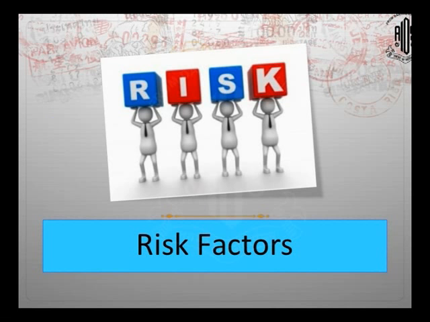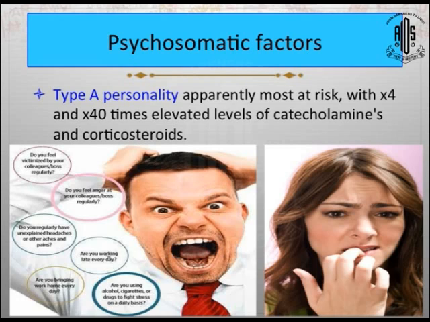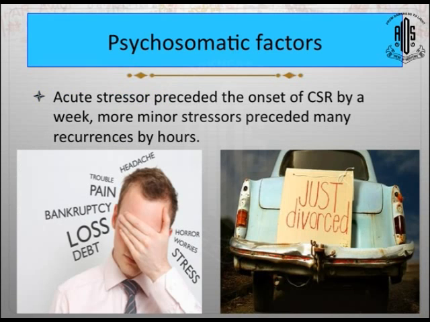Coming to the risk factors, we have psychosomatic factors, that is type A personality. Most patients are at risk, with 4 to 40 times elevated levels of catecholamines and corticosteroids respectively, going to the proposed mechanism of the choroidal or RPE theory. Then again, psychosomatic factors: an acute stressor will precede the onset of CSR by a week, or minor stressors precede many recurrences by hours. So we have pain, bankruptcy, loss, and divorce, which may be a controversial thing.